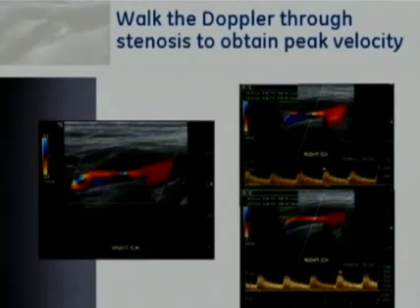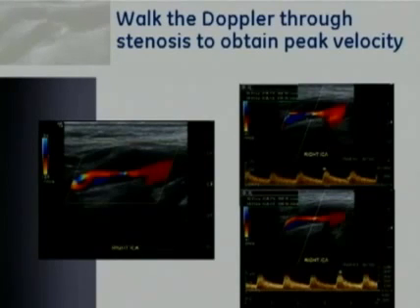Now we want to walk the spectral Doppler through areas of stenosis to obtain the peak velocity. What I mean by that is we're looking here with color at the area of the stenosis. I'm going to place my Doppler sample volume proximal to that point, and then in real time move it slowly through the area of the stenosis, listening with my ear for the highest pitch sound and watching the waveform for the highest peak. And that's where my highest velocity is.